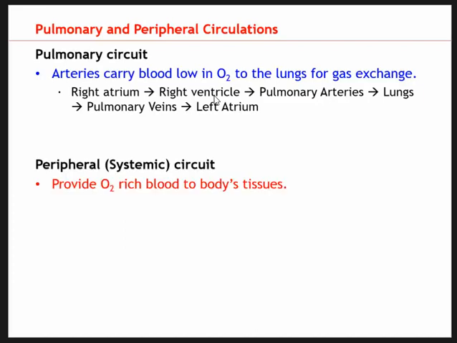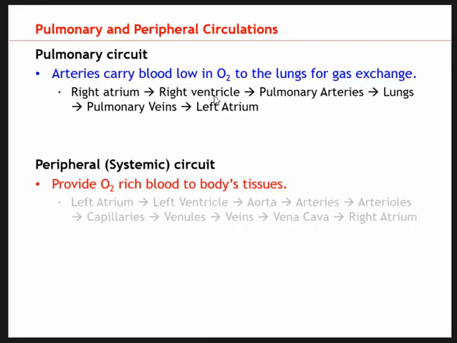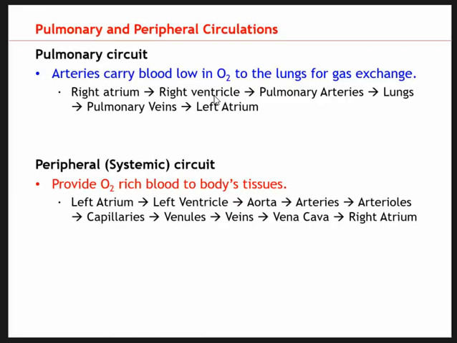The peripheral, also referred to as the systemic circuit, now involves the body. So it's making sure that the body is receiving oxygen-rich blood. So what's involved here? We see the left atrium is kind of where we left off, but then also where we start. So the left atrium just received blood from the lungs. The purpose of the left side of the heart is to send that blood to the aorta, which goes to the body.